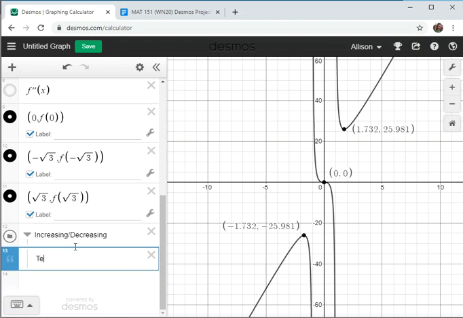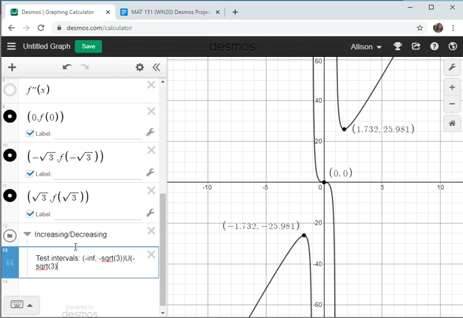So test intervals are, and I'm going to have quite a few here. So we had negative infinity, comma, square root of 3. That was, first of all, the negative square root of 3. We're going to be a little bit inventive on typing these because since I'm in a note, it's not going to change them into the actual square root symbol. Then we have negative square root of 3, comma, -1.